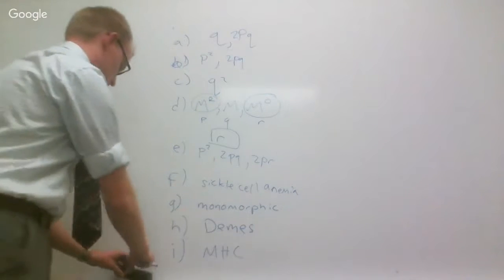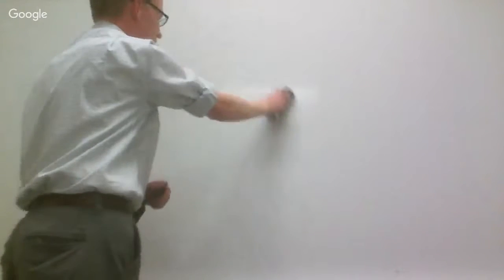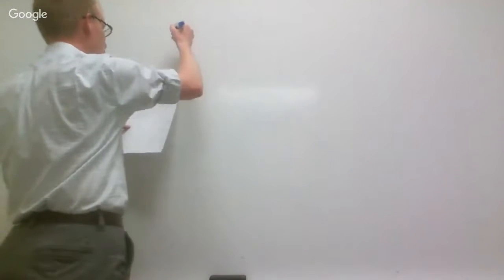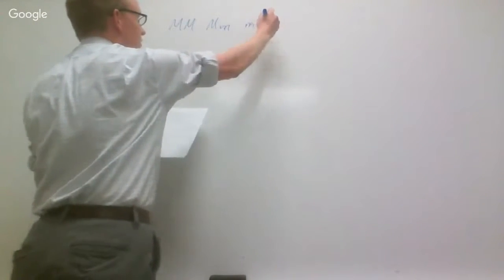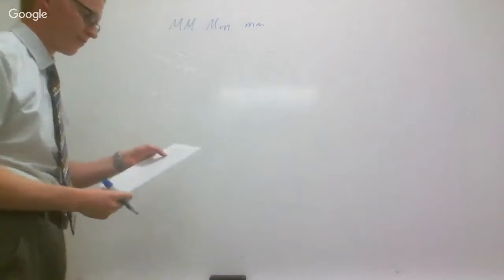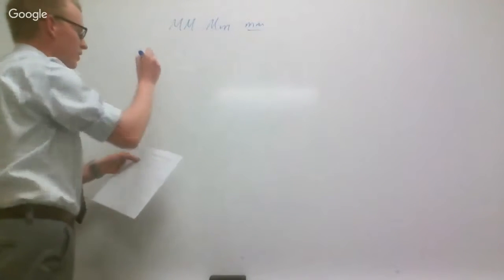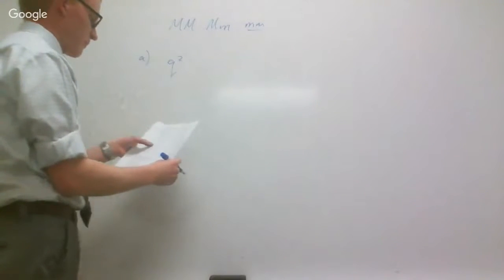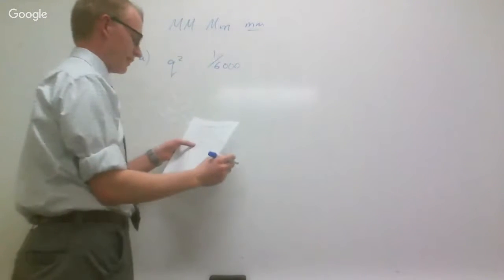So let's move into problem number 2. It tells us that Marfan syndrome is an autosomal dominant disorder. Question A asks us, what is the frequency of the non-disease allele in the human population? Well, that's what we're going to be looking for. And as Tanner has told us, this is going to be our q squared term. And so 1 in 6,000 individuals are affected.